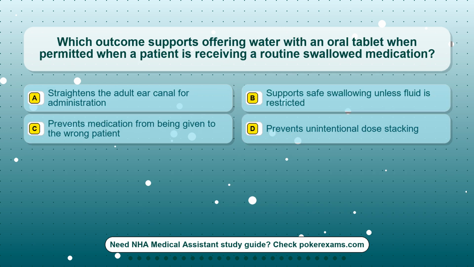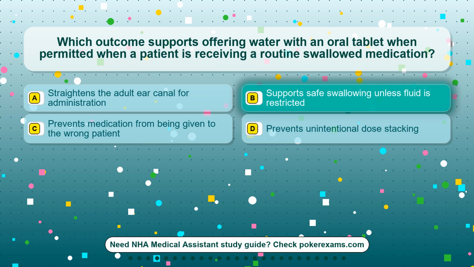Question 3. Which outcome supports offering water with an oral tablet when permitted when a patient is receiving a routine swallowed medication? Option A. Straightens the adult ear canal for administration. Option B. Supports safe swallowing unless fluid is restricted. Option C. Prevents medication from being given to the wrong patient. Option D. Prevents unintentional dose stacking.